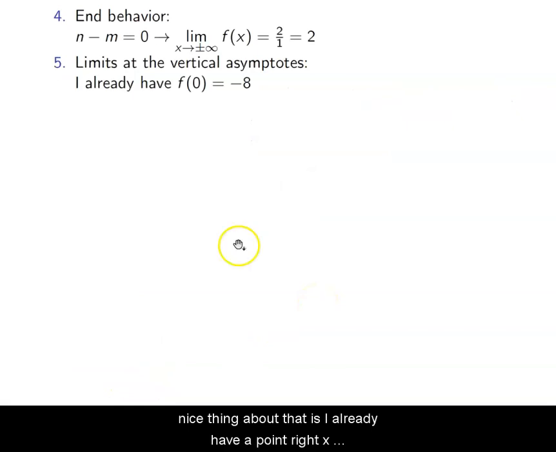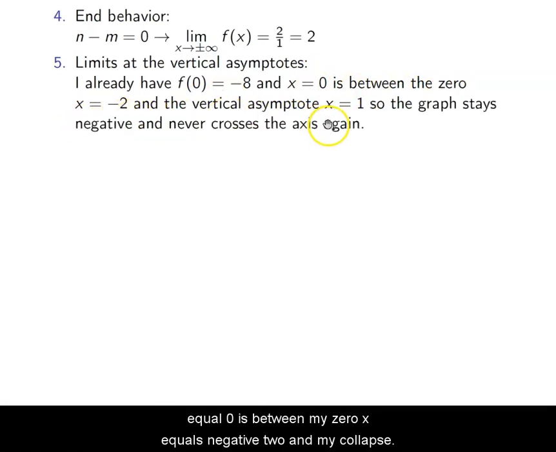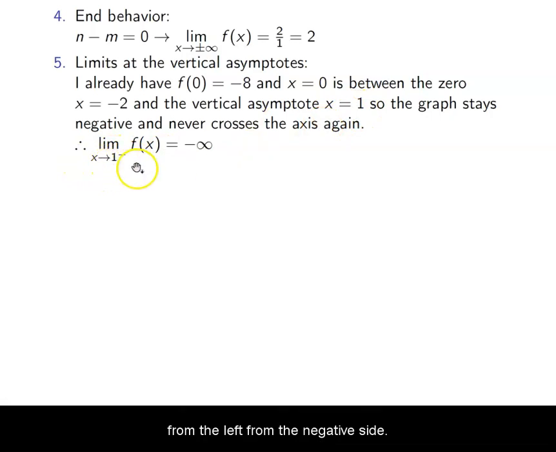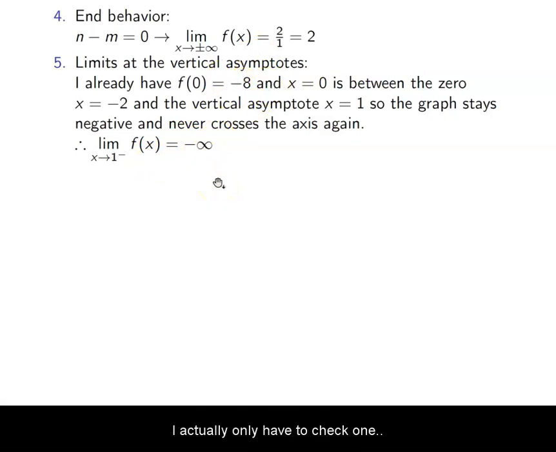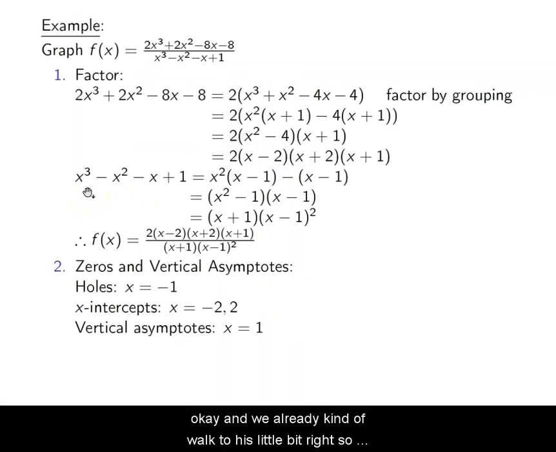So the nice thing about that is I already have a point, right? x equals 0 is between my zero, x equals -2, and my vertical asymptote. So the graph stays negative and it never crosses the x-axis again. So therefore, as I approach my value of 1 from the left, from the negative side, right, I go to negative infinity because I already have negatives, okay? So I actually really only have to check one value. A value that is in between 1 and 2, so 1.5 works, okay? And we already kind of walked through this a little bit, right?